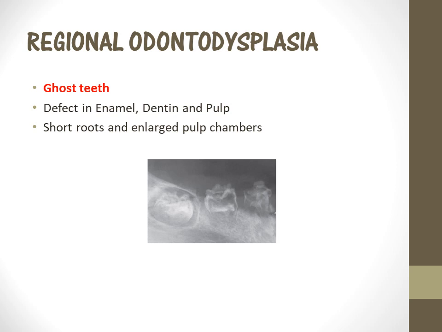So these teeth are called ghost teeth. Okay, so here you have short roots and enlarged pulp chambers. Basically the radiographs look like a ghost. Okay, so these can be examples of regional odontodysplasia.